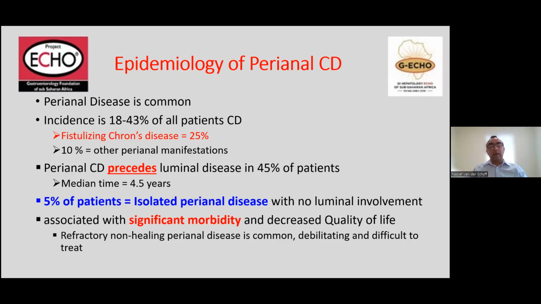Important to note that peri-anal Crohn's disease precedes luminal disease in 45% of patients, with a median time of 4.5 years from the time of having peri-anal disease to then developing luminal disease. But it's important to note that 5% of patients can have isolated peri-anal Crohn's disease with no luminal involvement at any point in time. And in that particular subset of patients, it can be a very difficult diagnosis to make.